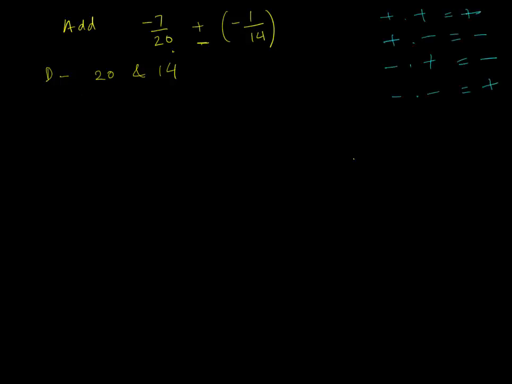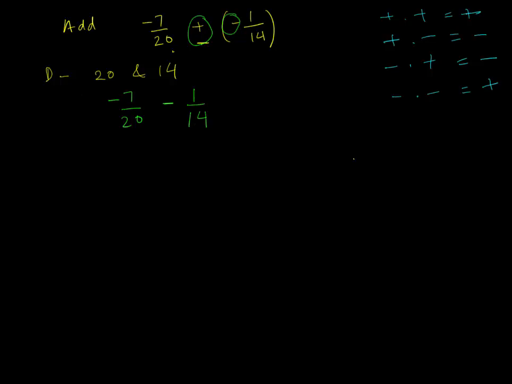So we know that when we multiply two positives, the answer is positive. Positive times a negative is negative. Negative times a positive is negative. And a negative times a negative is a positive. So in this case, your question will change to negative 7 over 20 minus, because it's a positive times a negative, minus 1 over 14, right?